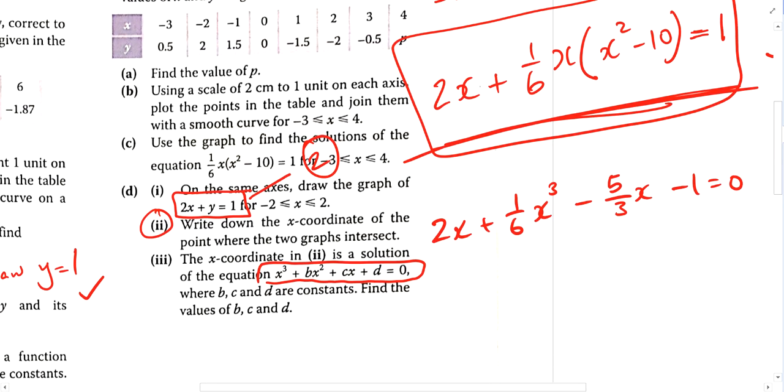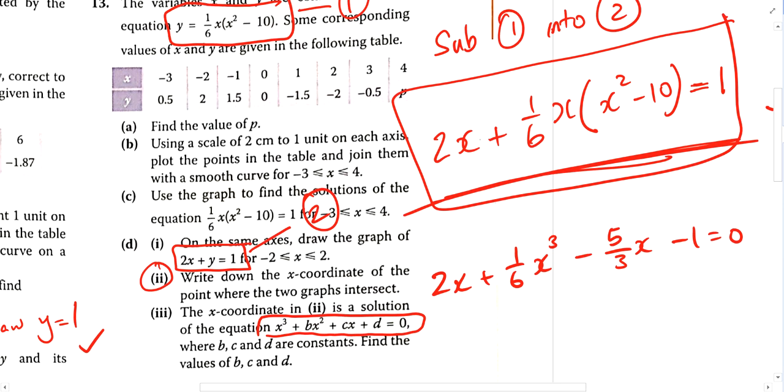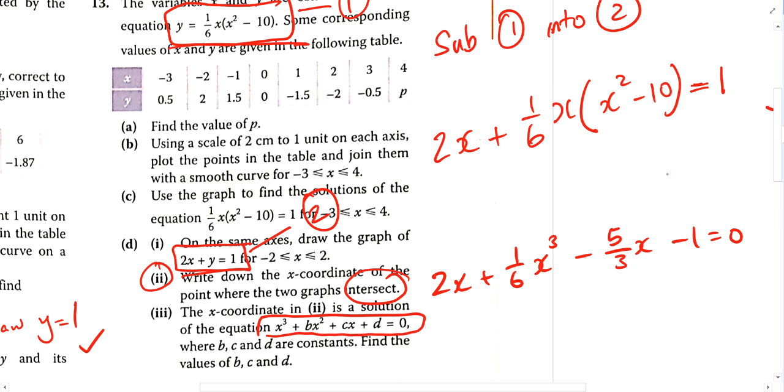Okay. Which part? For this question, it is about two graphs intersecting. And these two graphs are equation number 1 and equation number 2 intersecting. Graphs that intersect tells us that we should do simultaneous equation, which is what we have done over here. We sub equation 1 into 2 and we obtain this equation. Okay, now from here, we manipulate.